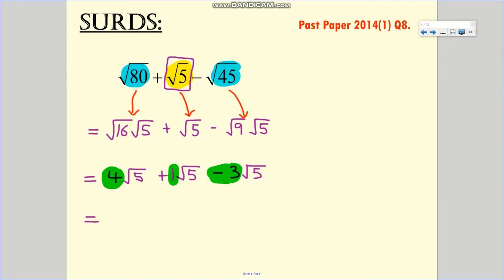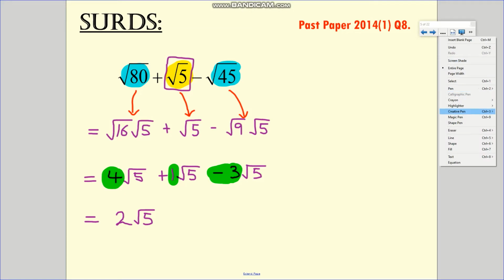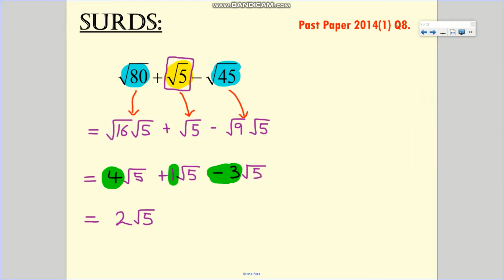And the last part of this is to add together our front numbers, like I said. So we're going to take 4 and add on 1, which makes 5. And then we're going to take away the 3 on the end, and that makes 2 left over. Because all of these calculations were to do with root 5s, we've got our root 5 on the end of our answer as well. And that is how to simplify a surd calculation.